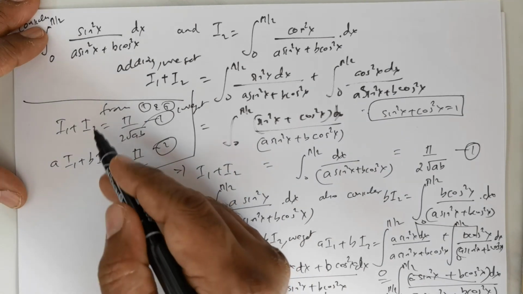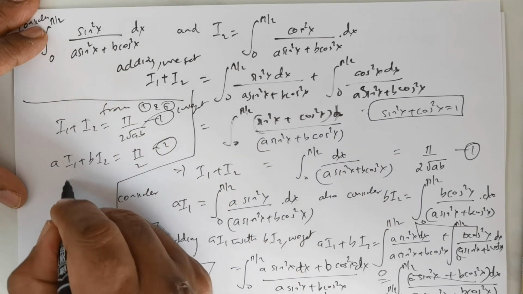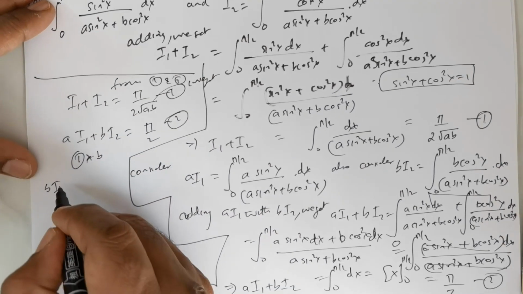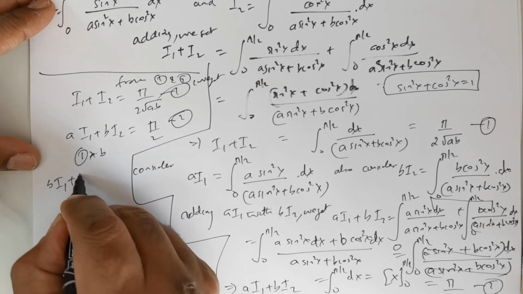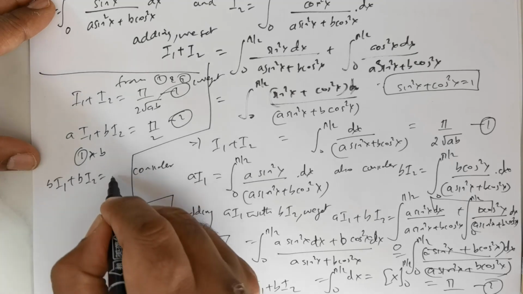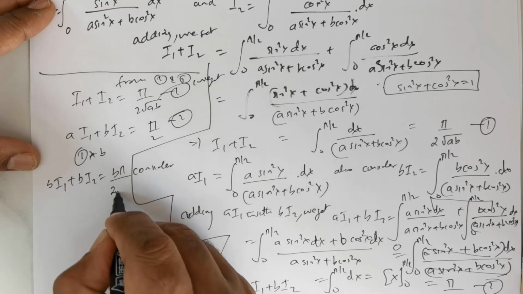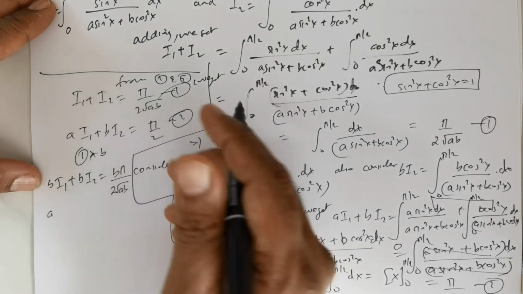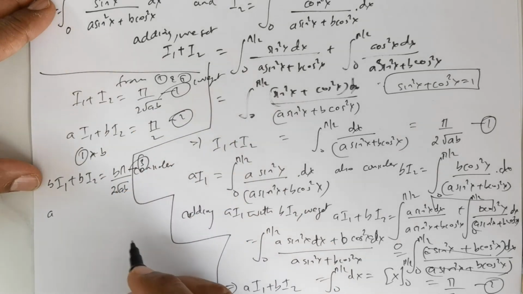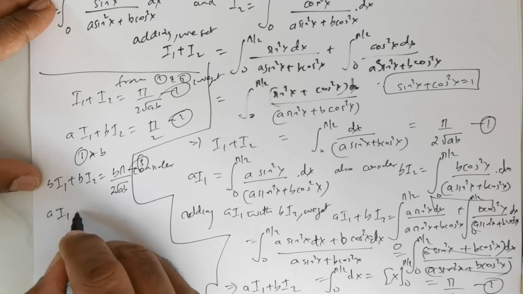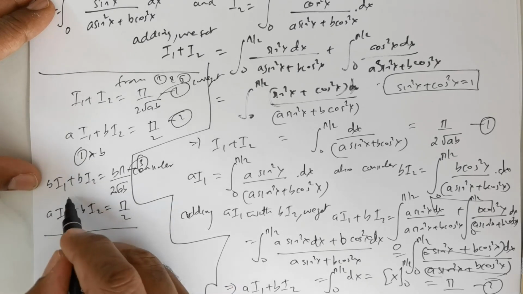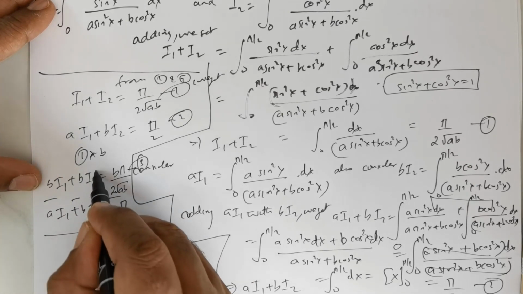I need to eliminate one of these, so I will multiply 1 with b, and this is going to give me b times I1 plus b times I2 is equal to b times pi over 2 times the root of ab. This is the changed one, so I name it as 3, and I will subtract a times I1 plus b times I2 is equal to pi over 2. You change the sign, change the sign, change the sign, this goes off.